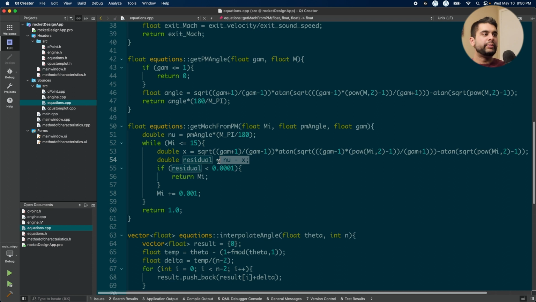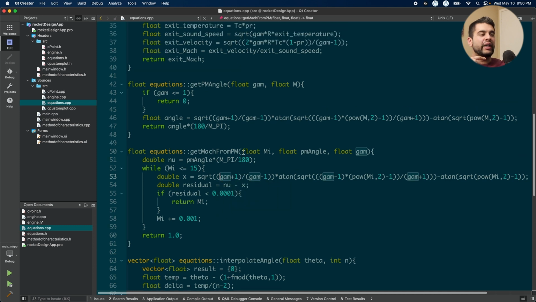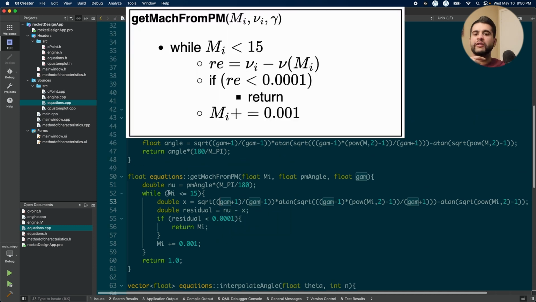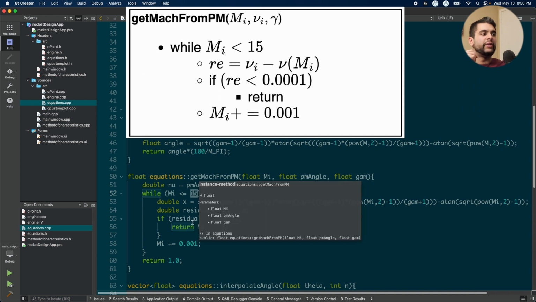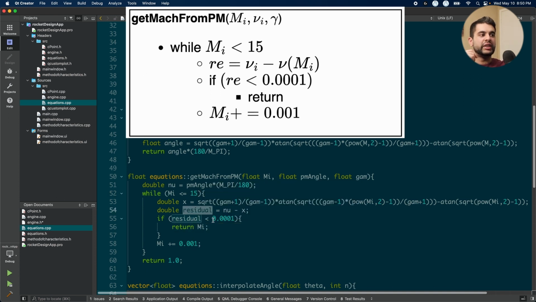I'm essentially just solving it backwards. If you look at the picture, it makes sense to you. I check if my Mach is less than 15. I think 15 is quite a good upper limit. I get my residual value. If it's less than 0.0001, I exit, because then I've found a good solution to it. Or I just increment this, and then I'll go back to here and then solve it. So this is a very simple way of solving an equation for an unknown backwards.